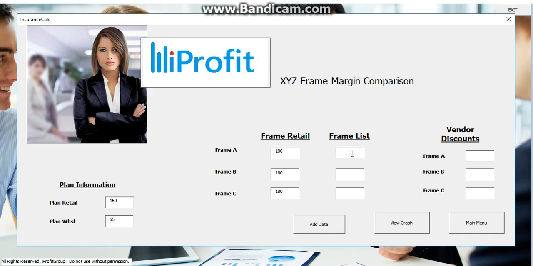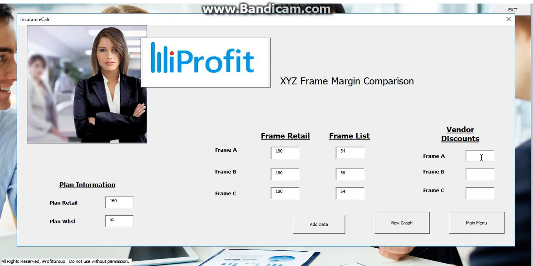Let's say that our first frame has a frames list price or frames data price of $54. Our next frame in the scenario was only a couple bucks more, but it was $56. And then our last one here we'll say was also $54.